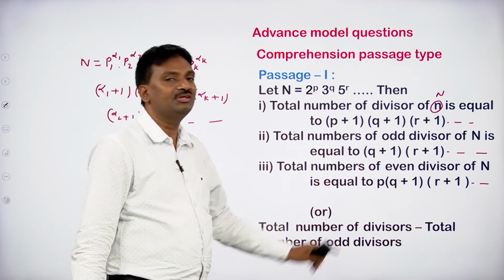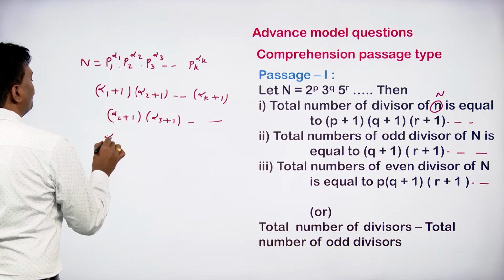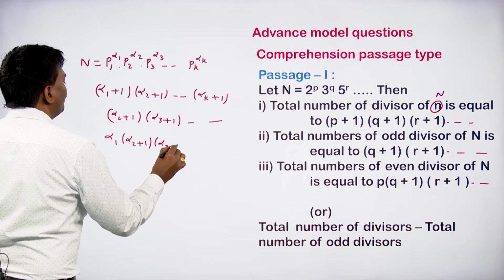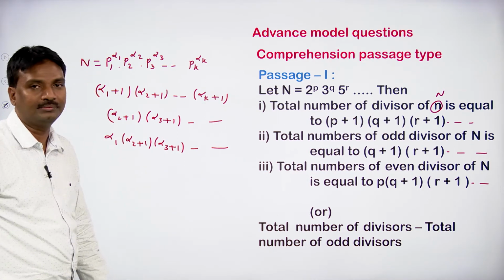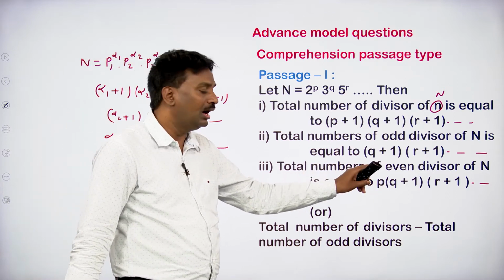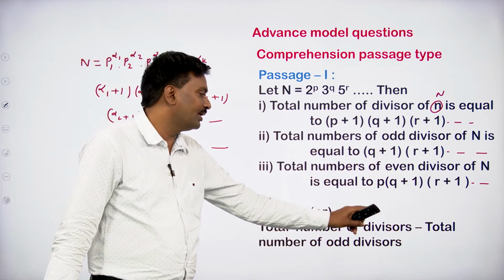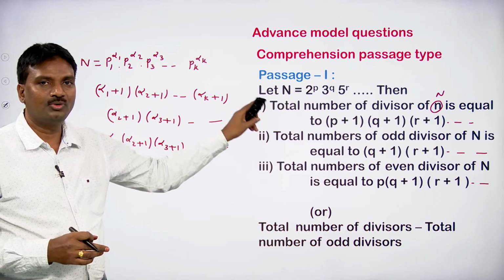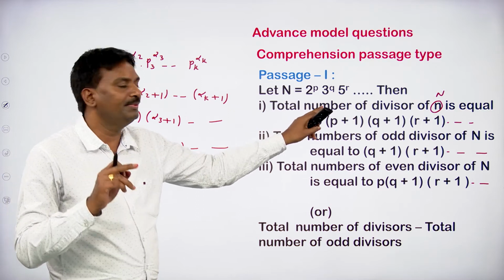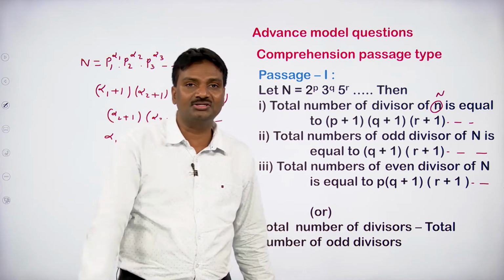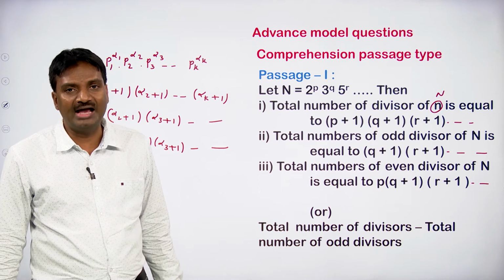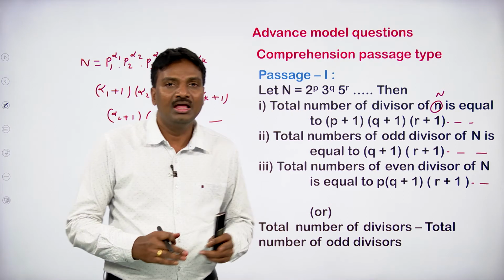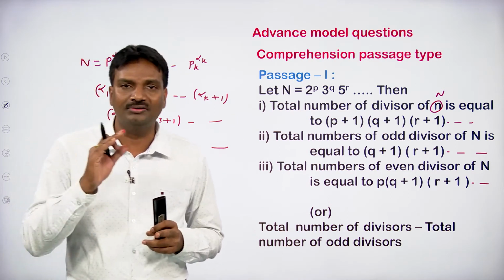Total number of even divisors of n is equal to alpha 1 into alpha 2 plus 1 into alpha 3 plus 1 into so on. So, here you may use this formula, or you can use this formula: the total number of divisors minus total number of odd divisors. Both are the same, but here in place of p1, p2, p3, so on, we have the prime integers 2, 3, 5, so on. In place of natural numbers alpha 1, alpha 2, alpha 3, so on, we have the numbers p, q, r, so on.